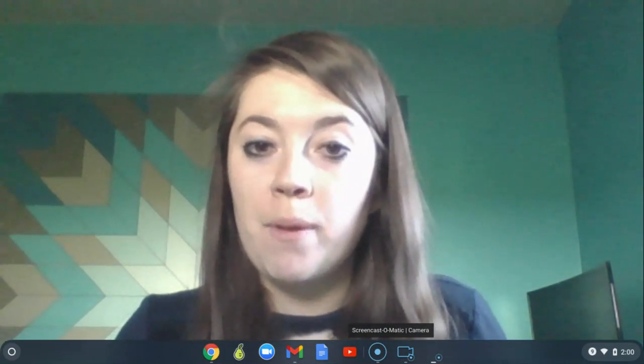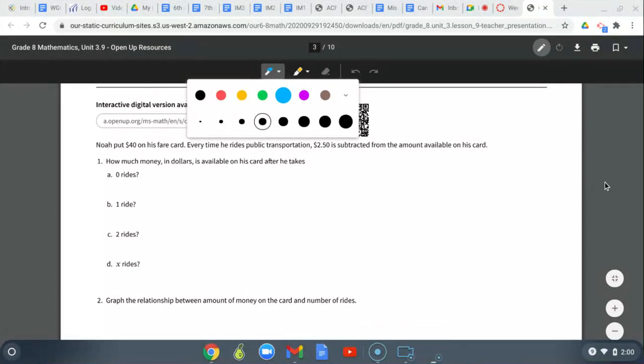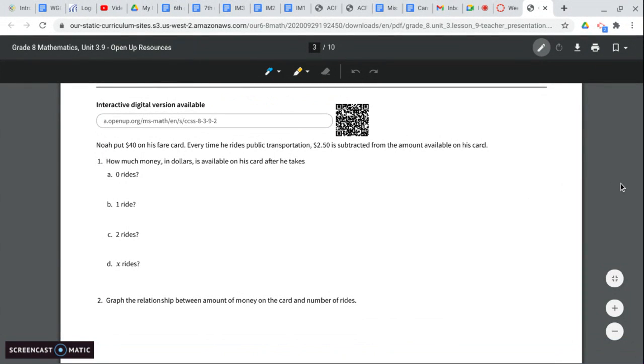Slopes don't have to be positive. So let's go ahead and jump right in. Up until now, most of our slopes have all been positive slopes. Now we're going to look at some negative slopes.